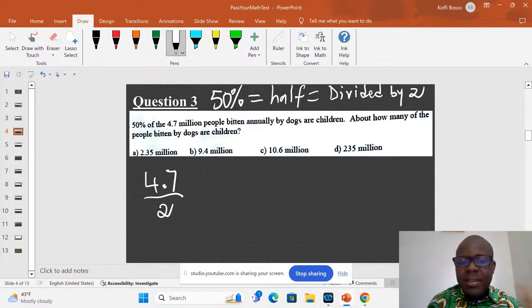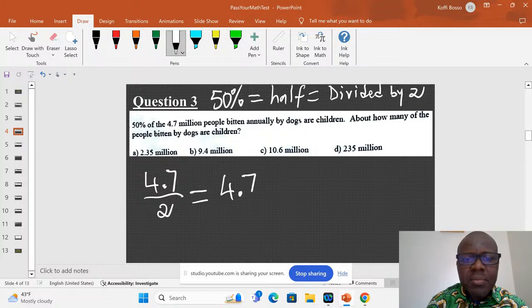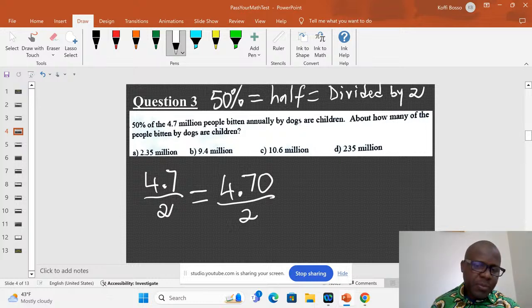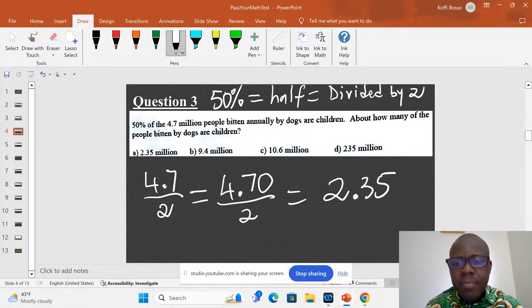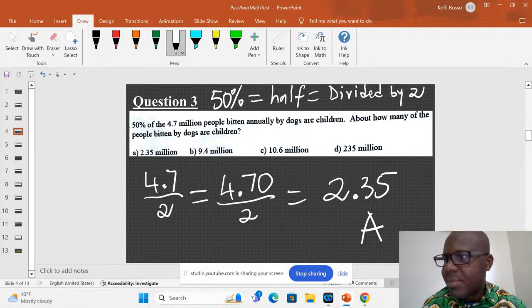But understand that 4.7 is the same as 4.70. I divide by 2. The reason I write it like this is that it will help you. The whole part, which is 4, if you divide 4 by 2, you get 2. The decimal part, which is 0.70, if you divide 0.70 by 2, you get 0.35. Therefore, the correct choice here is 2.35, which is A. Simple like that. Any question? No question, right?